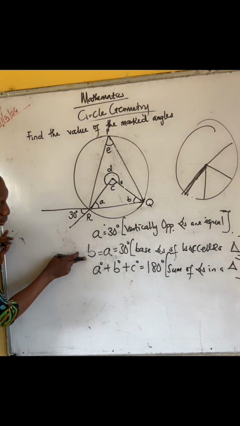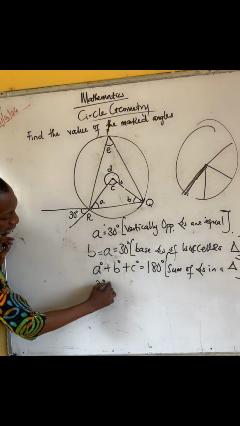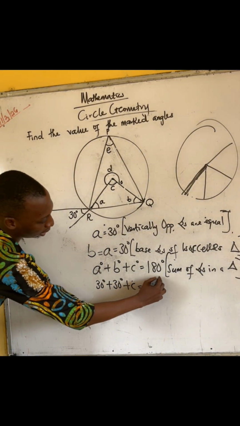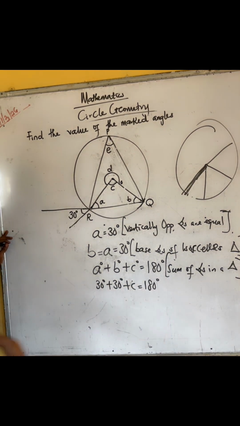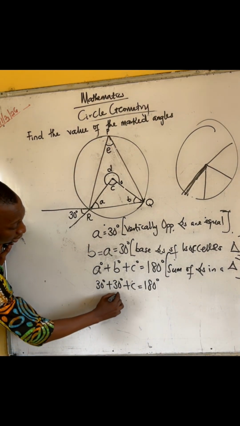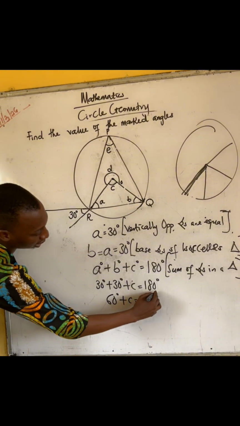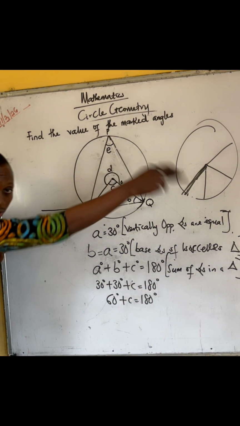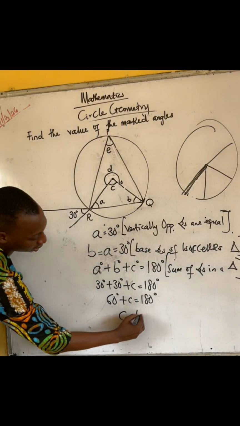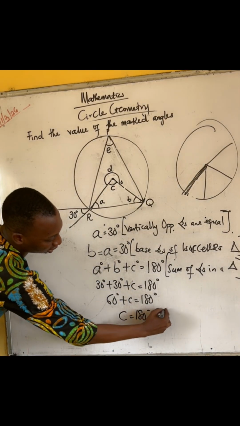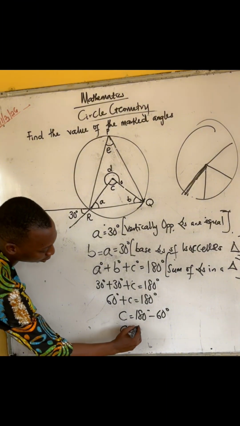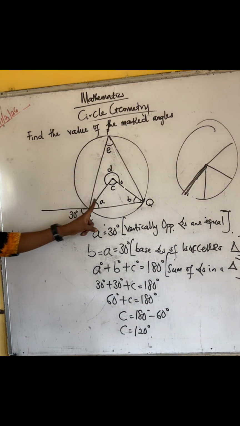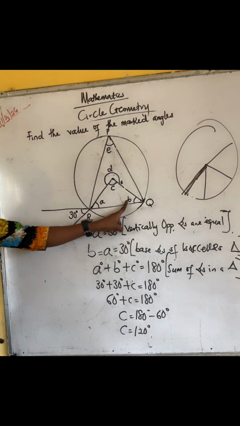So shall we go? Angle A is 30, angle B is 30, angle C is what? So that 30 and 30 is 60 degrees. 60 degrees plus C is 180 degrees. Then to get angle C, collect like terms. Carry this one to this place. So that C is 180 degrees minus 60 degrees, and C is 120 degrees. So I've gotten angle A, angle B, and angle C.